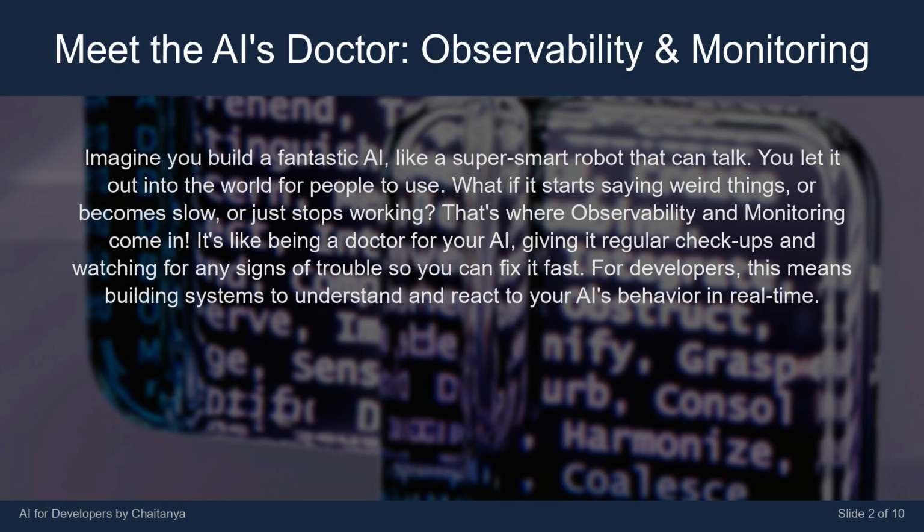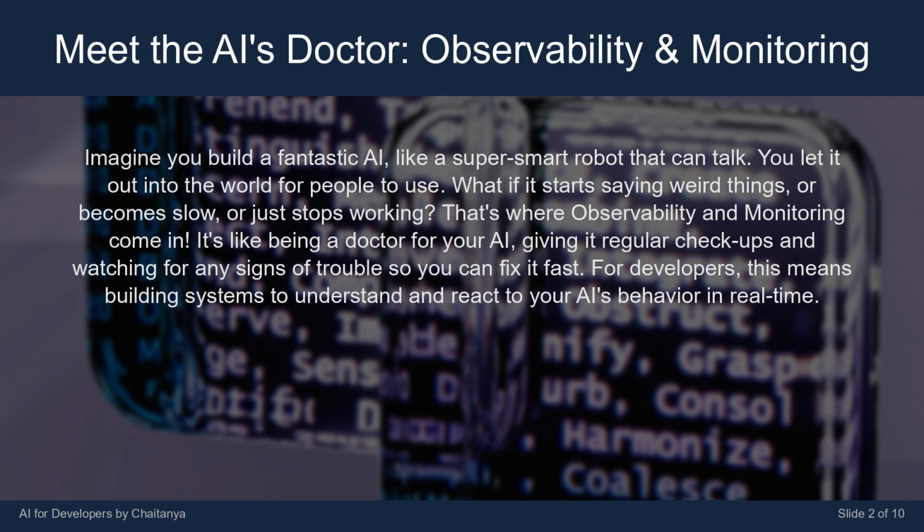Imagine you build a fantastic AI, like a super smart robot that can talk. You let it out into the world for people to use. What if it starts saying weird things? Or becomes slow? Or just stops working? That's where observability and monitoring come in. It's like being a doctor for your AI, giving it regular checkups and watching for any signs of trouble so you can fix it fast.